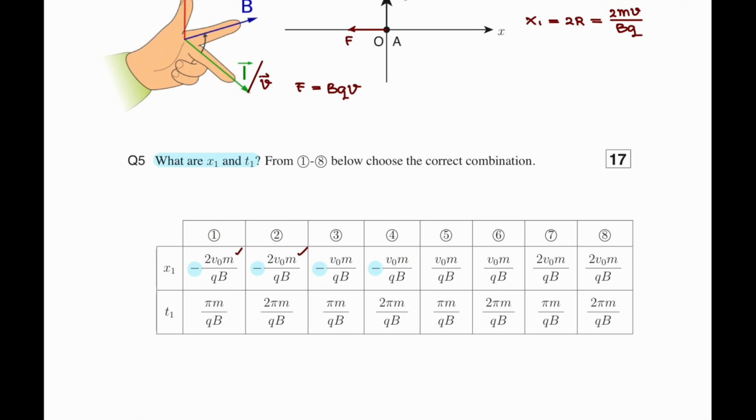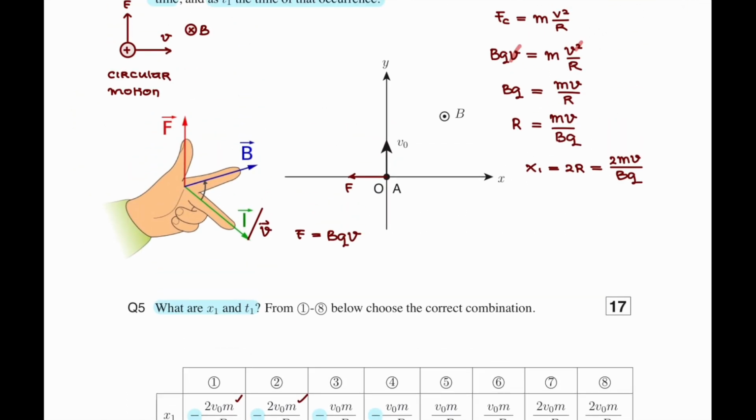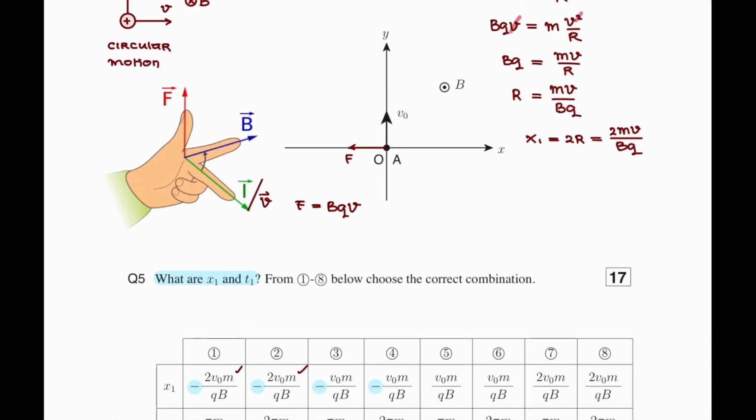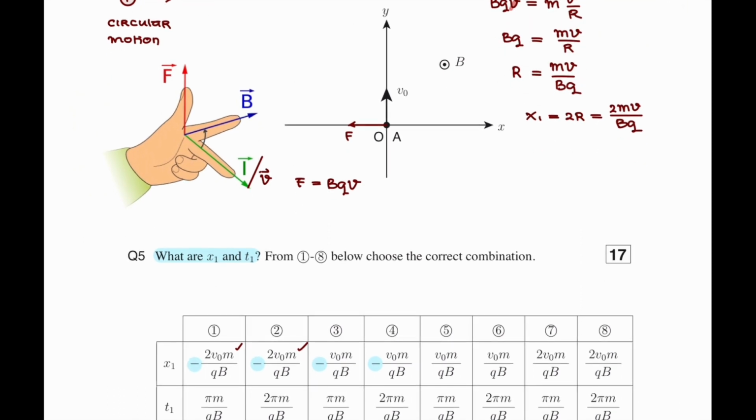And then if you want to find T, T is the time taken from this point to this point. The time taken is T1 or T. To find T, we can find the period of the circular motion first. If you see from this formula, I continue from this part.